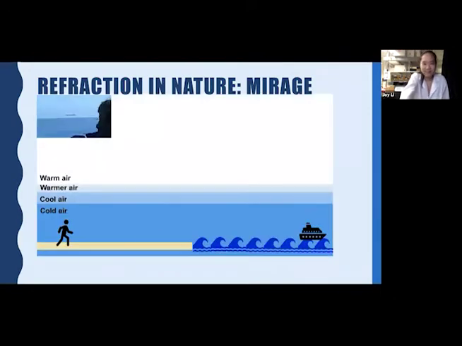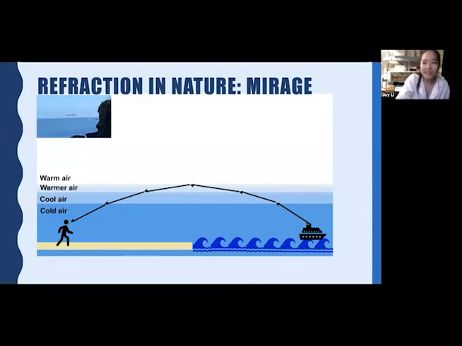So let's see how this one happens. In this case, instead of having cold air above warm air, we have the opposite. So we have warm air above cold air. And of course, light still wants to bend away from warm air and towards cold air. So if we look at the light rays coming from the ship, as it goes upwards towards the warmer and warmer air, it bends away from the warmer air and towards the colder air to reach your eyes.